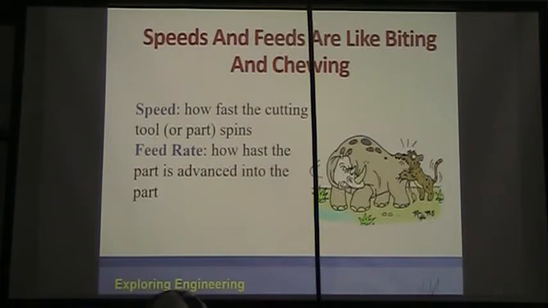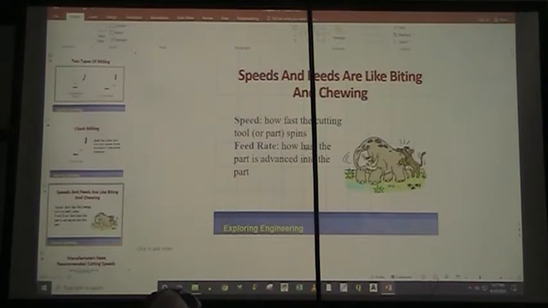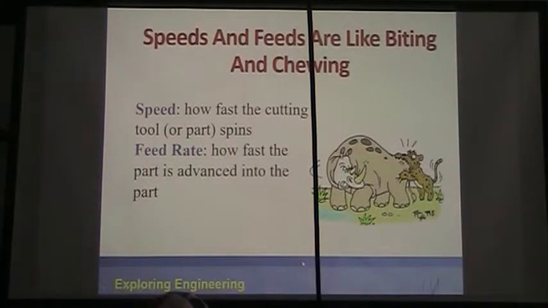All right, so speeds and feeds, like biting and chewing, well, I'm not sure I would have put it that way. Speed is how fast the cutting tool or the part is spinning. The feed rate is how fast the part is advancing into the cutting tool.